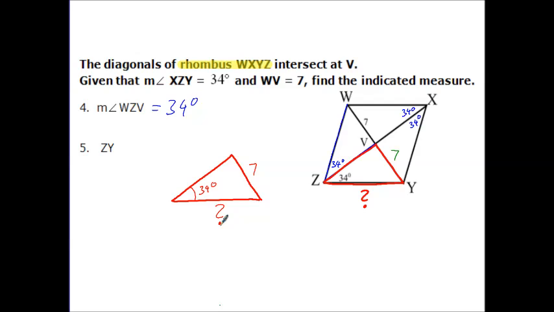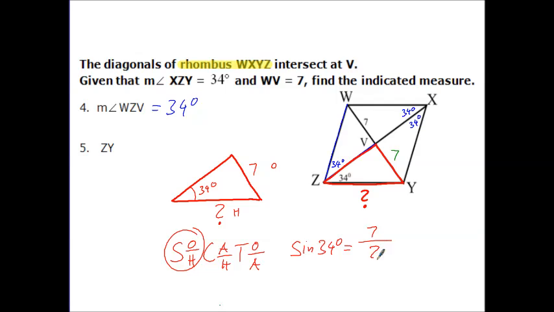And if you were thinking SOH CAH TOA, good for you, because that is exactly what we're going to use to find our missing side length. We have an angle and we have the opposite side, and we're looking for the hypotenuse, so we're going to use the sine. The sine of 34 degrees is equal to 7 over our missing side.